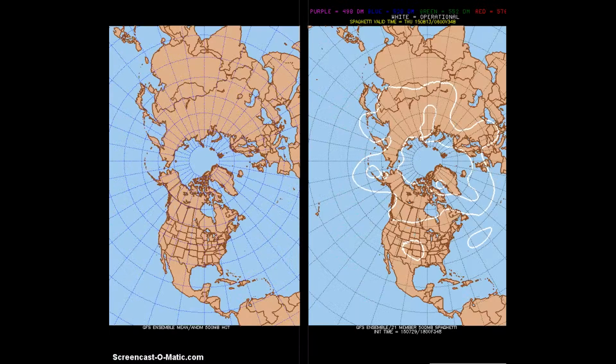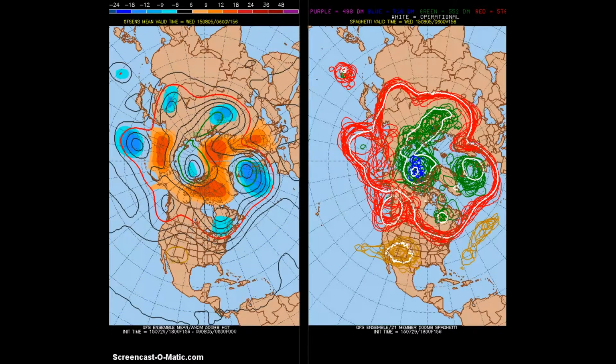And now the ensembles from the NAEFS. Let me see if I can figure this out. Okay, this is the 6th, and you can see we have evidence of a trough here. Here's our ridge. The spaghetti members also show it here. Trough more pronounced here and here.